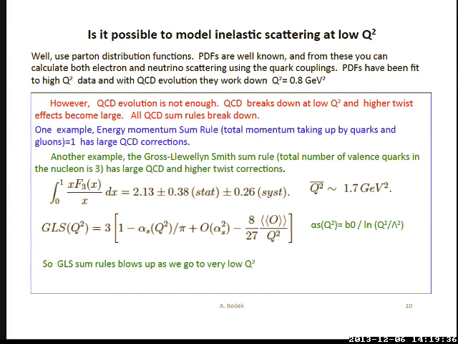Another beloved sum rule that we have, measured by NuTeV, is the Gross-Llewellyn Smith sum rule, which means that the total number of valence quarks in a nucleon is 3. It also has large QCD corrections. For instance, it was measured at Q-square equal to 1.7. But if you look at the prediction, it's 3, but not really 3. It's 3 minus alpha sub s over pi, plus another alpha sub s squared term, plus a one over Q-square term, which, of course, blows up as you go to very low Q-square. So you don't really know what's going on. And even the alpha sub s term blows up because you get 1 over log Q-square. So it's a problem.